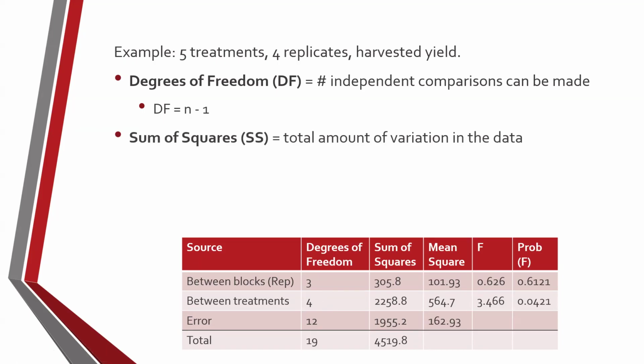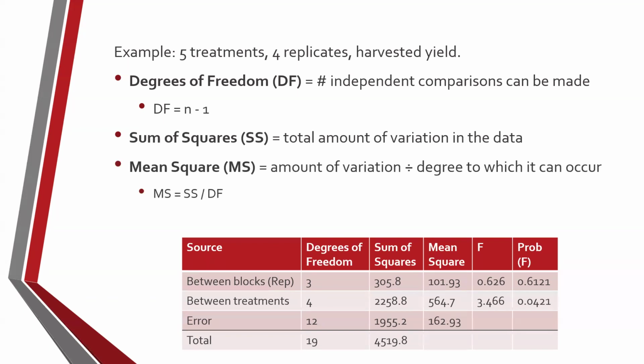Then we do sum of squares. That represents the amount of variation in the data. Again, we are splitting that up into each source that's listed in the table. Then we can calculate the mean square, which is the sum of squares divided by degrees of freedom. So we're taking the amount of variation and dividing it by the degree to which it can occur.